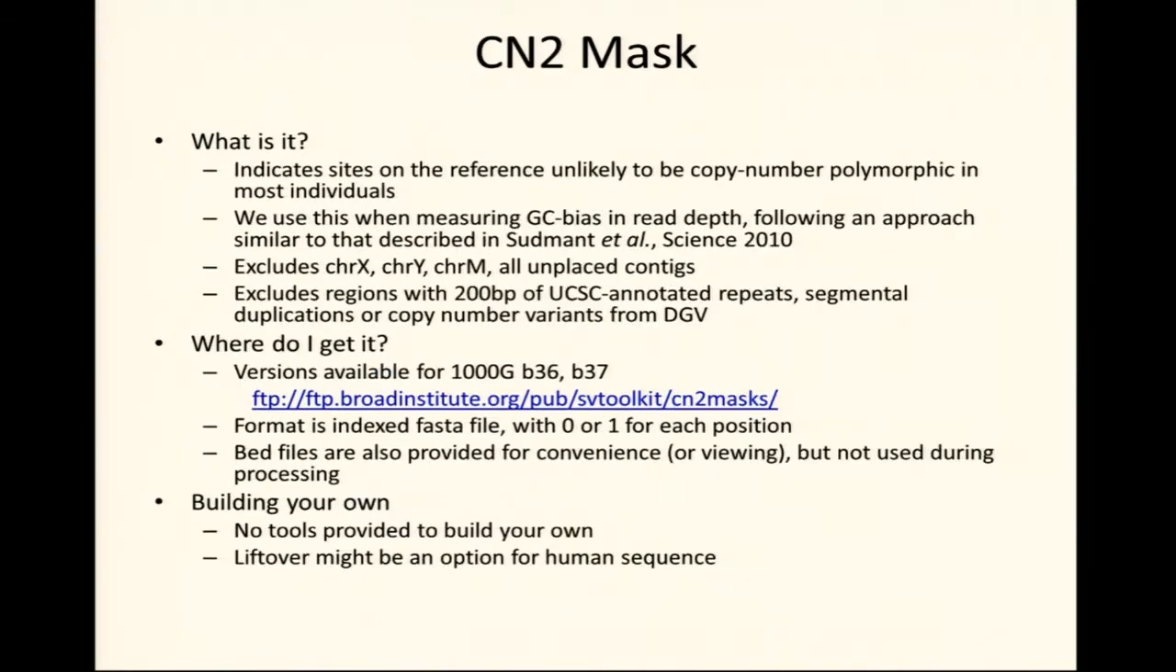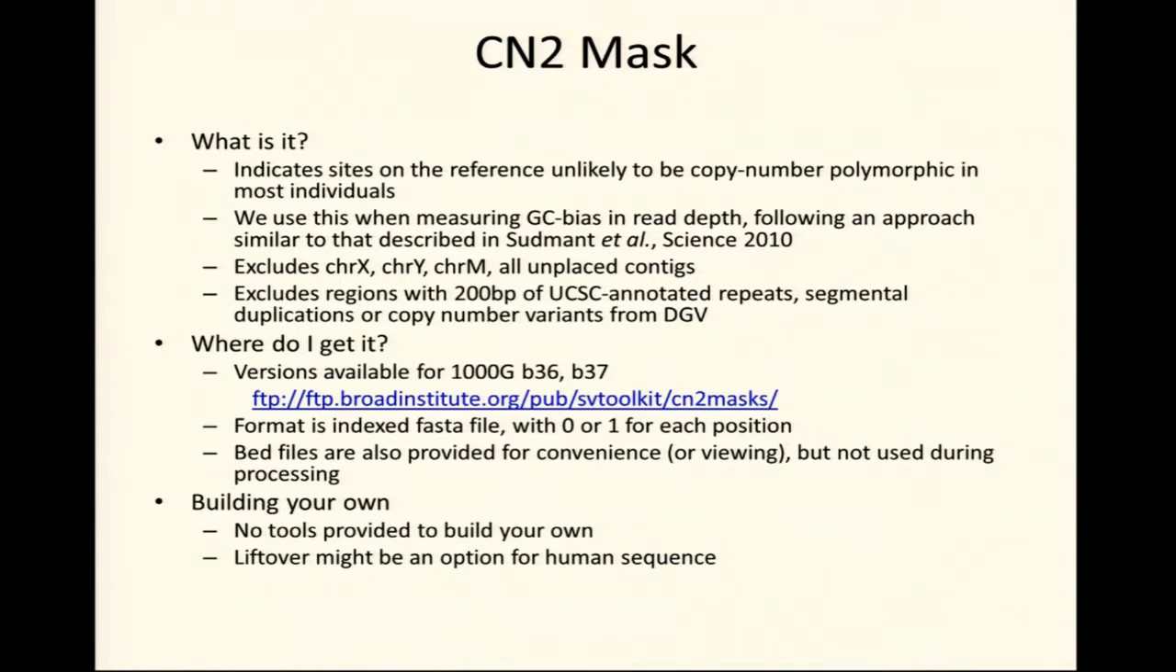So in the copy number 2 mask, we exclude the sex chromosomes because we're trying to get a global estimate of GC bias in each library. There's also a tool in Genome STRiP if you want to plot the GC bias curve. There's also a tool in Picard to do this.